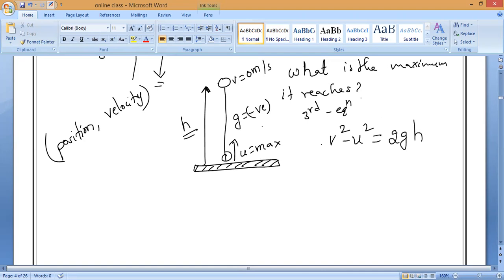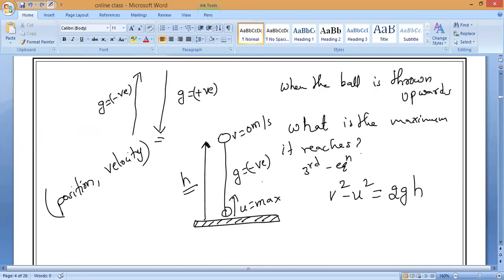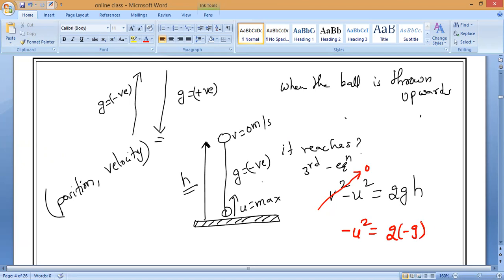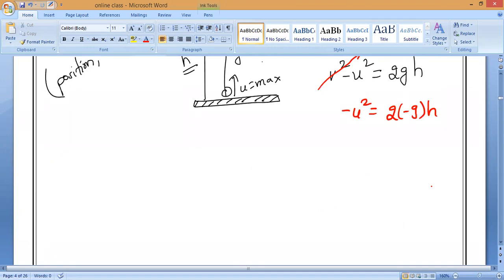As we know, the final velocity is zero. If the final velocity is zero, this complete term will become zero. So minus u square equals 2 into g. Is the g value negative or positive? Negative. Then what will come in the further equation? Minus u square equals minus 2gh. So both sides the minus signs will get cancelled.